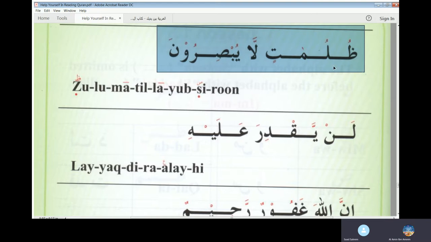Zulumatil la yubsirun. Again. Zulumatil la yubsirun.